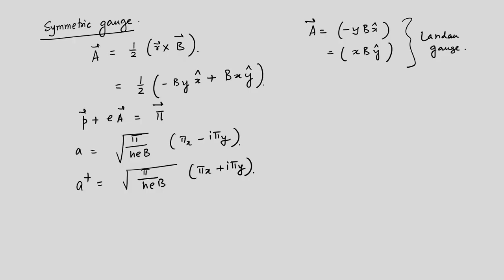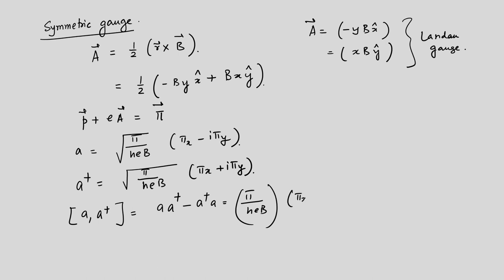Okay. This is of course your a a dagger commutation relation. You can easily find it out. Even though I expect you to do this, let me do it, because we are introducing these things for the first time. Both the prefactors get multiplied, and we have a pi x minus i pi y and a pi x plus i pi y. Okay, so that's your a dagger and so on, and so there is a pi x plus i pi y and pi x minus i pi y.